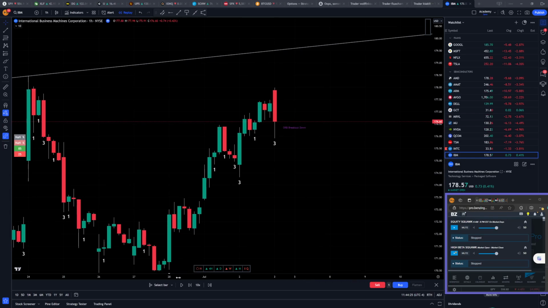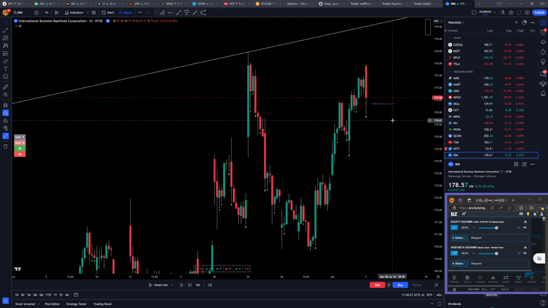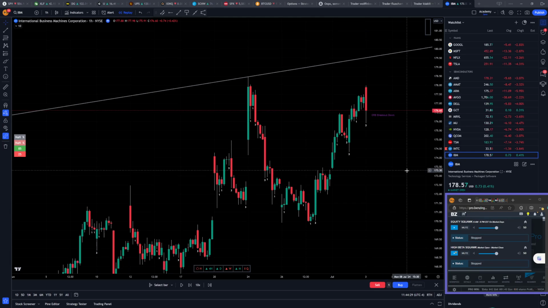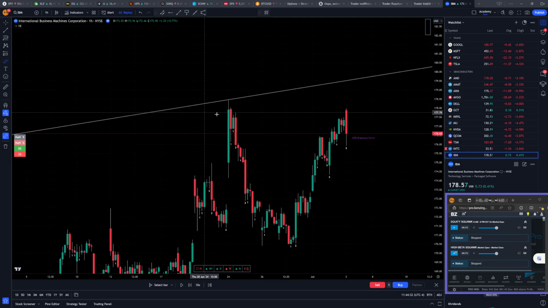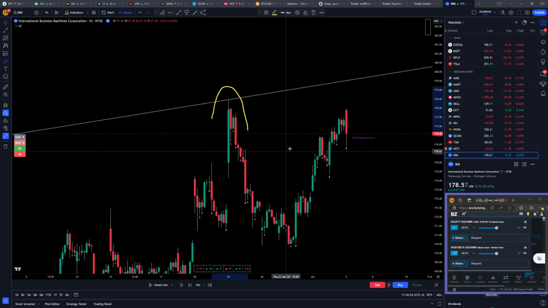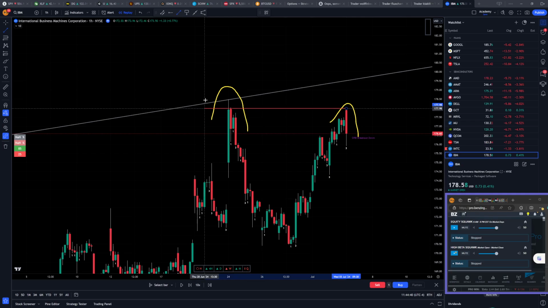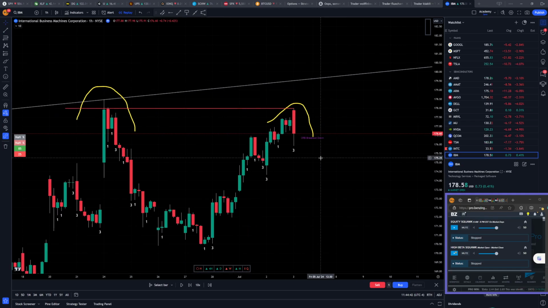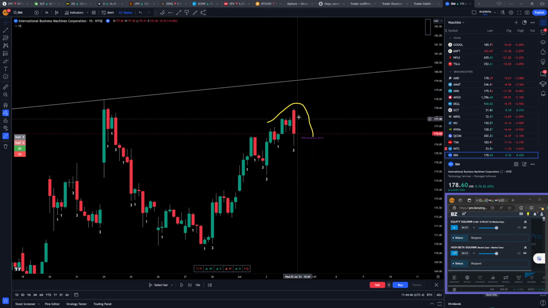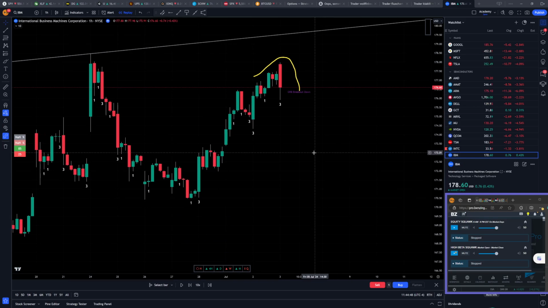Not just a new swing high. What I mean by that is a higher high. So we have this swing high. Is this a broadening formation? No, it's not, because that is lower than the one to the left. So it's not a broadening formation, but it's a swing high nonetheless.